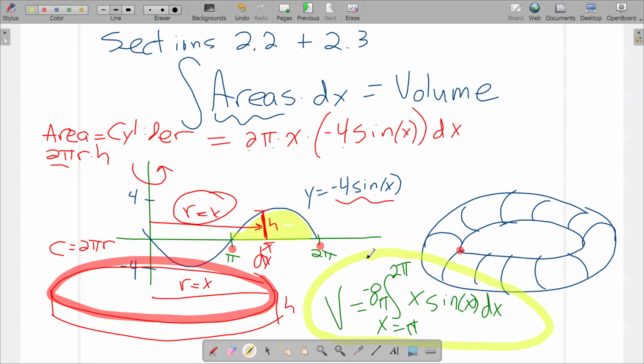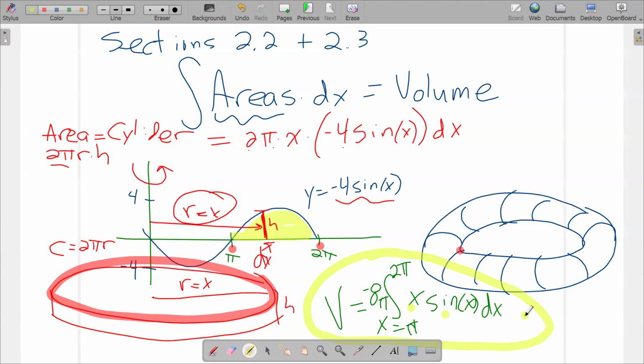Slight catch on this one. X times the sine of x is the result of some kind of product rule. I did show you a couple weeks ago a kind of double substitution that you can do. I'm going to skip that for now and talk about that later in the course. For now, we can just use numerical integration to come up with that. So we can just plug that into Desmos, and that's going to give us the volume that we want.